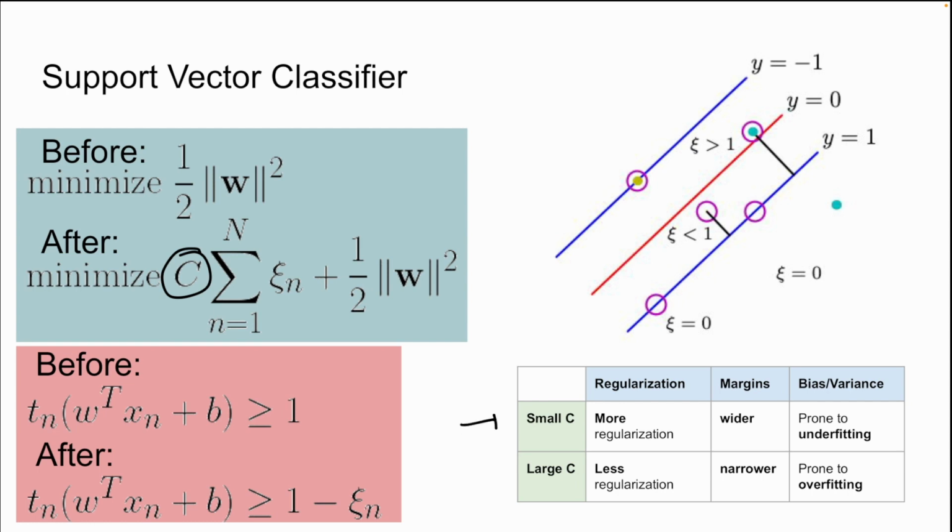On the other hand, when we have very small values of C, our model is more regularized and we tend to have wider margins. This is because it's not so costly anymore to have a slack variable that is greater than 0. In terms of the bias variance trade-off, this leads us to be prone to underfitting.